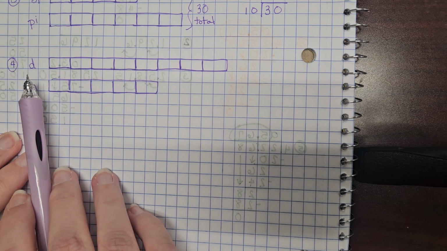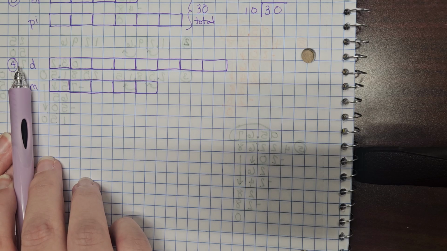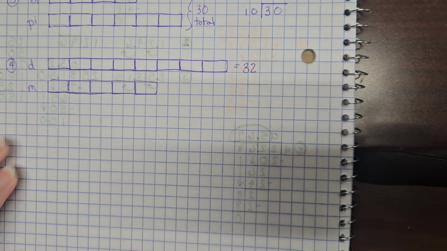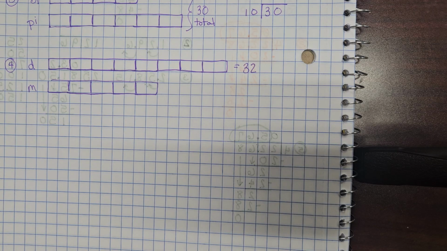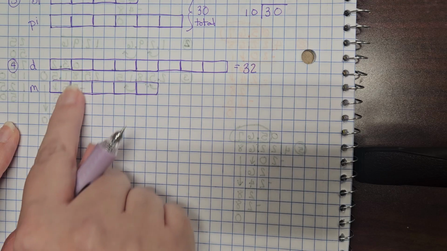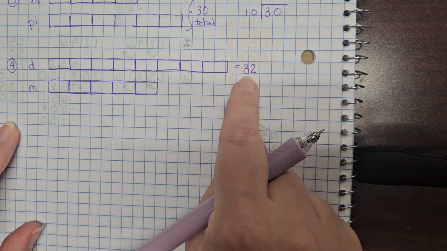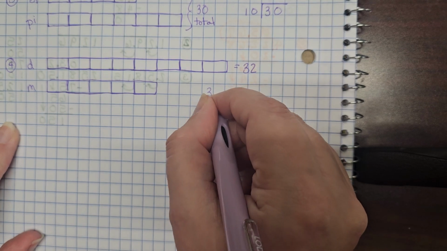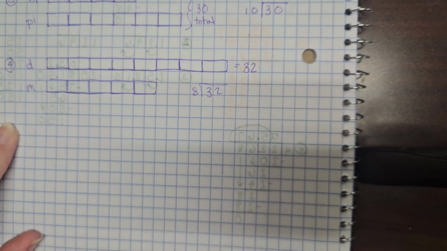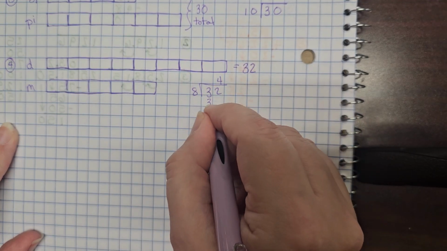Okay, now, let's see. It tells us that there's 32 drama DVDs, but it doesn't tell us how many total DVDs there are. We can still figure out what each tape is worth because we know that these are going to be worth the same amount. So we can take the total number of drama DVDs and divide that by how many boxes there are. There are 8.